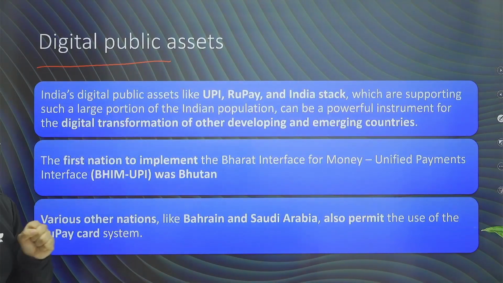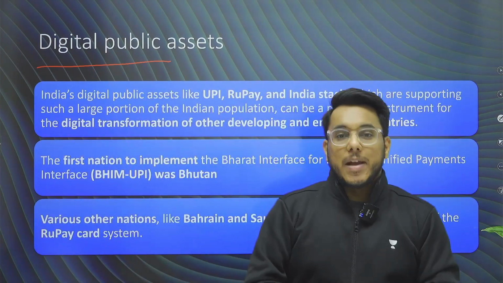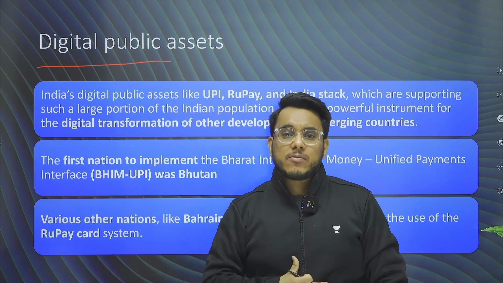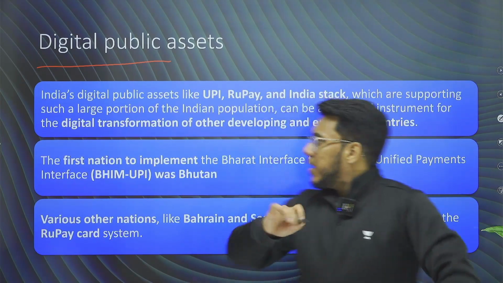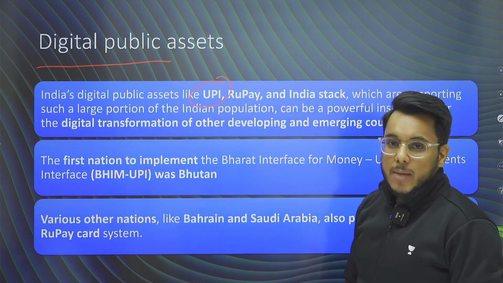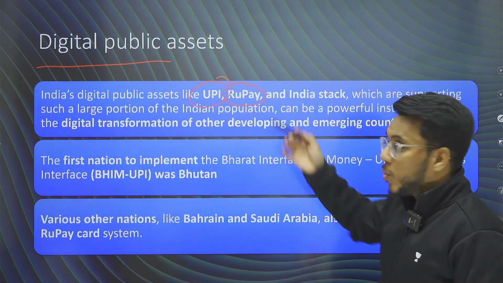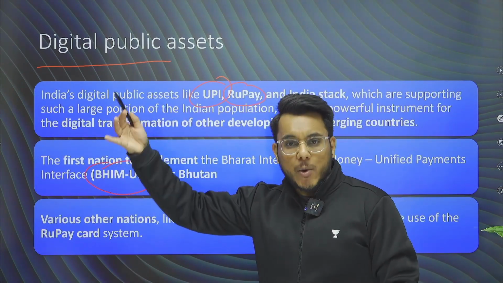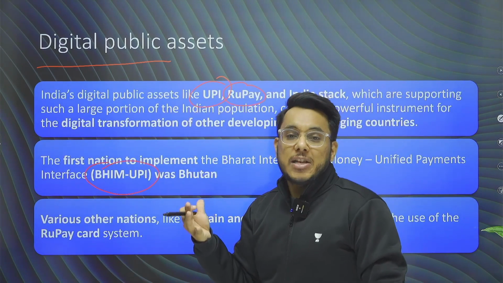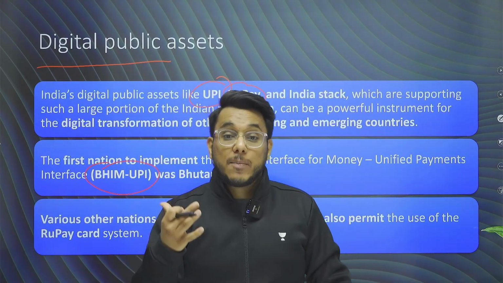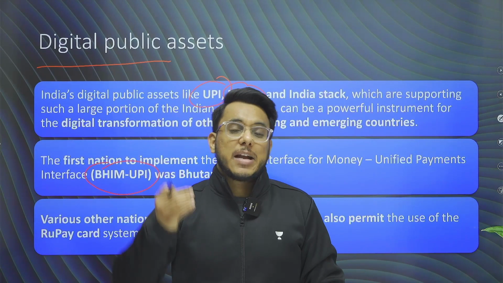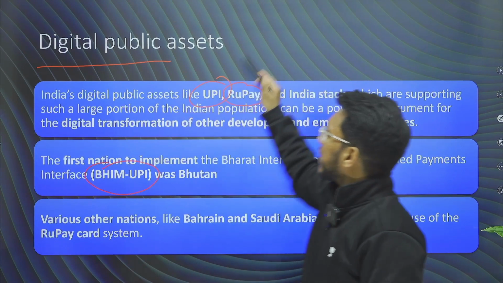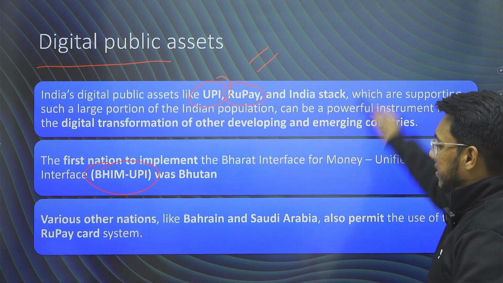Then India's public digital assets. India has made very impressive strides in digital transformation. For example, UPI, the Unified Payments Interface, RuPay, which is India's own gateway, then BHIM UPI, CoWIN, Arogya Setu. These are many of the digital initiatives that we have launched, which have helped in improving the ease of governance, and the delivery of many public services has been made much more effective by these digital public assets that India has launched.